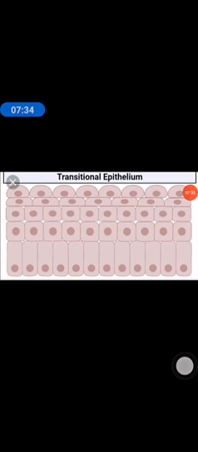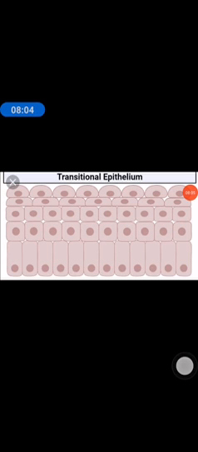Now, what are the functions of transitional epithelium? It prevents reabsorption and it allows pre-distension and contraction. How? It prevents reabsorption because all cells are adherent to each other by zonula occludens or tight junctions, and tight junctions form a seal around the cell.